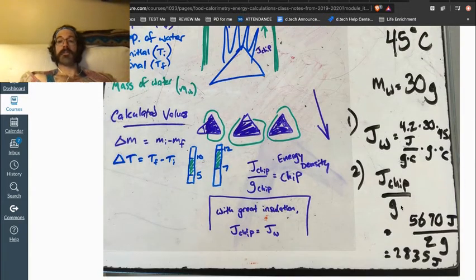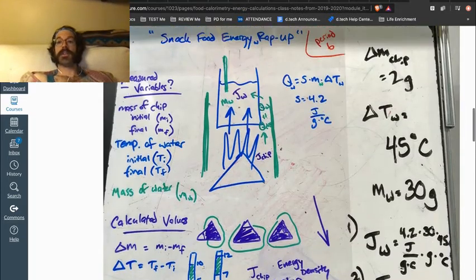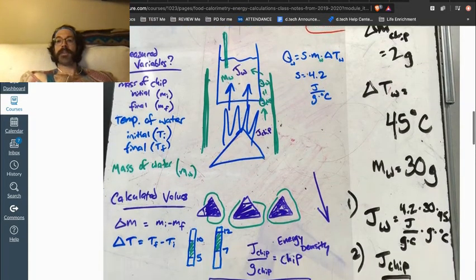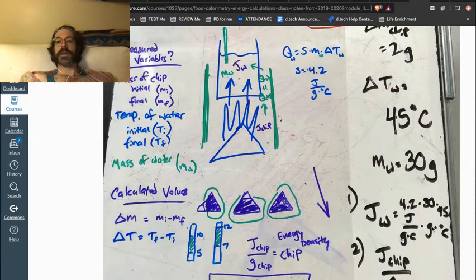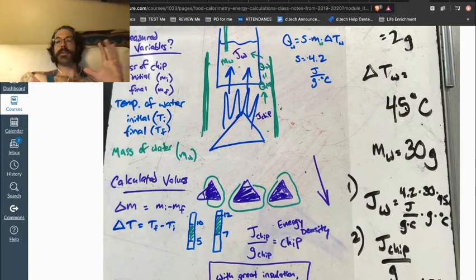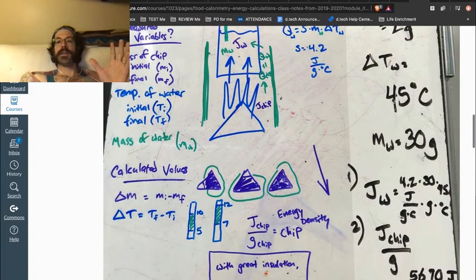Okay, so let's do a little bit of math. I'll walk you through this. Let's say the temperature change of the water was 45 degrees, so it increased by 45 degrees Celsius. The mass of the water, let's say it was 30. The specific heat capacity of water is 4.2 joules per gram per degree Celsius. We multiply these together, and the amount of energy absorbed by the water is this number, 5670, which means that's also the amount of energy that was supposedly stored in the chip.